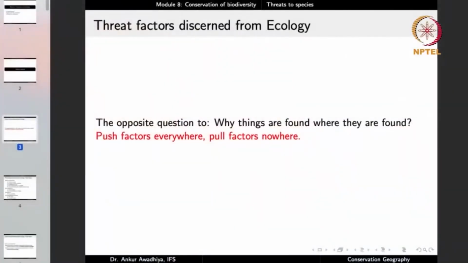So essentially we are creating situations through large scale habitat modifications such that now there are a large number of species that are getting a push factor from everywhere, and they do not have any place that attracts them, that pulls them. And if they are getting pushed from everywhere, where will the animals go? In such situations, the only option is the extinction of the animals. So this is the major threat that the animals are facing today: push factors everywhere and pull factors nowhere.